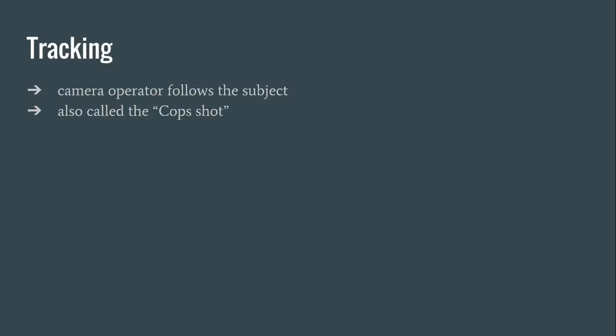Tracking is when the camera operator follows the subject. It's also called the cop shot because Cops was one of the first shows to use tracking. So tracking is when the camera operator is following around the subject. This is commonly used in reality TV shows.